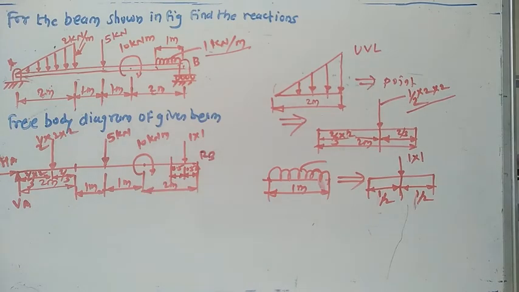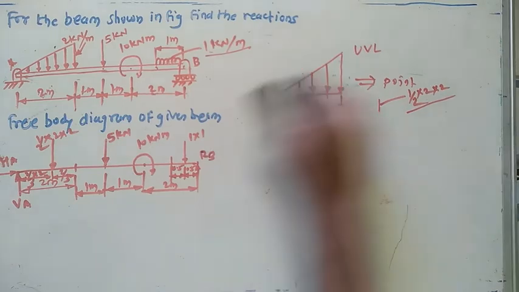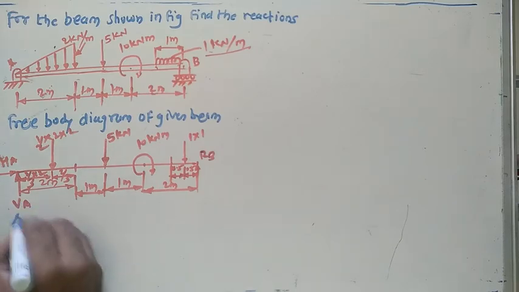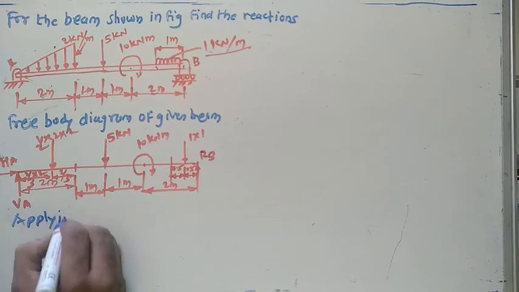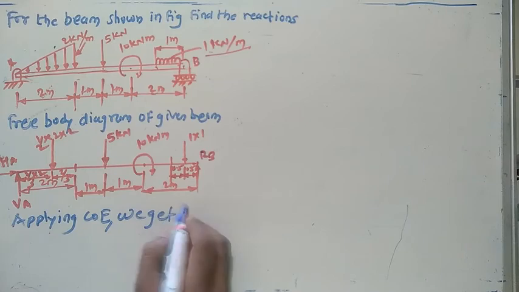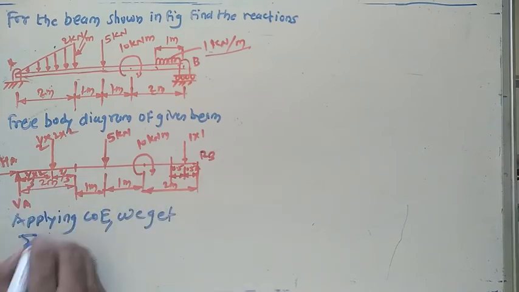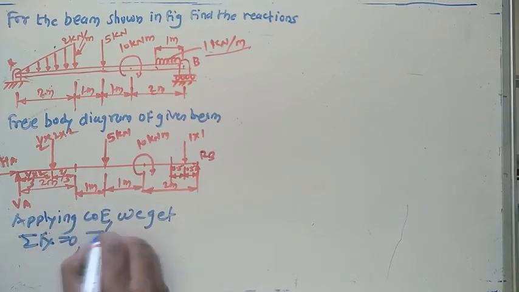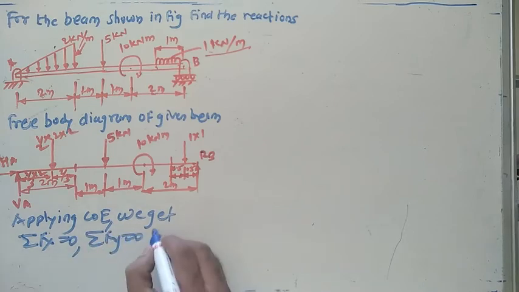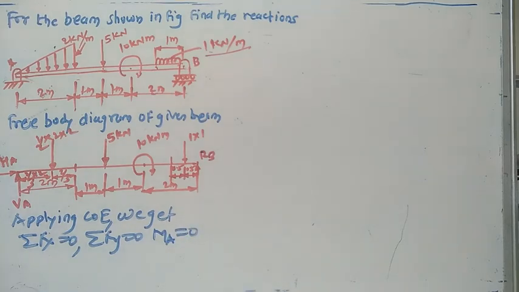Once this diagram is worked out, now just concentrate on the conditions of equilibrium. Now apply the conditions of equilibrium. Applying the conditions of equilibrium we get: this is the case of a general force system. In the case of a general force system, the three conditions are summation of Fx equals 0, summation of Fy equals 0, and the moment about any point equals 0. Just apply these conditions one by one.